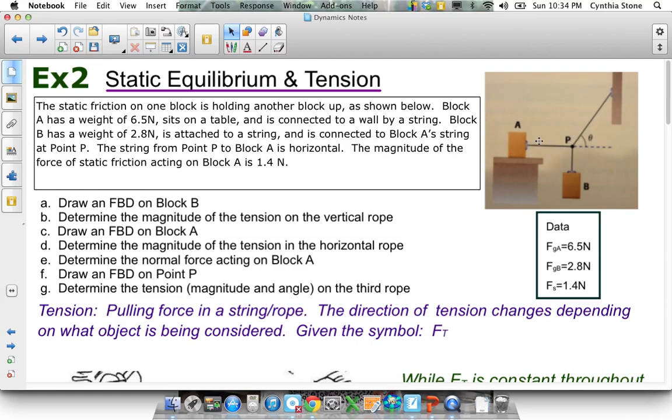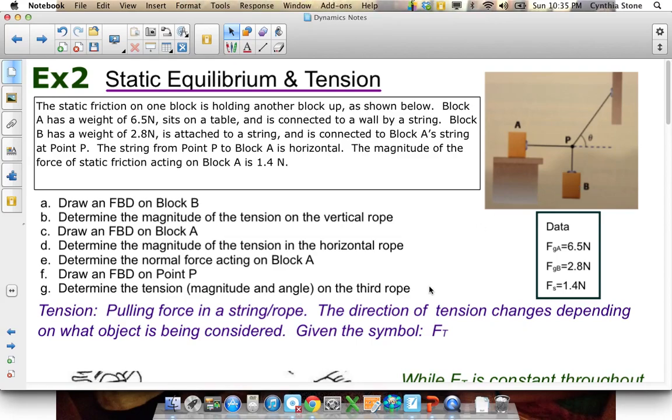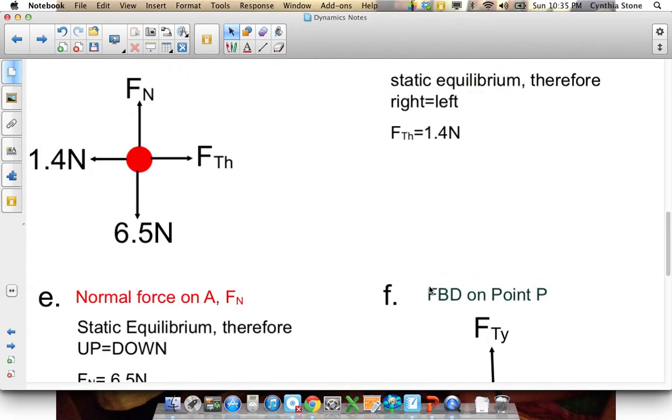But you do have a tension pulling on A, and you've got static friction maintaining the equilibrium. And we've got gravity, and because A is resting on the surface, we also have a normal force. Notice B wouldn't have a normal force because it's not resting on a surface. So that's all I'm drawing here: the tension in the horizontal rope, we know its weight, and we know its static friction.